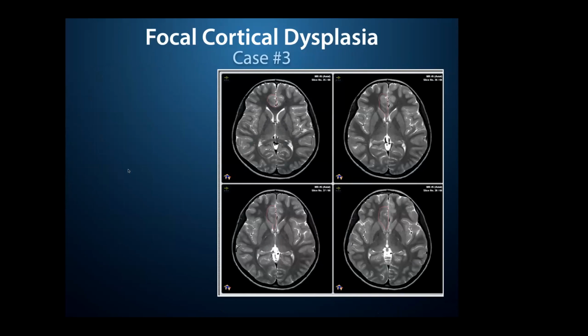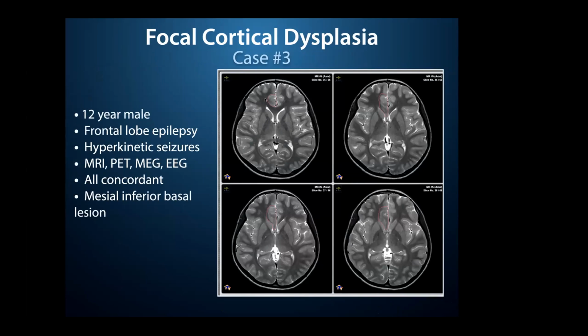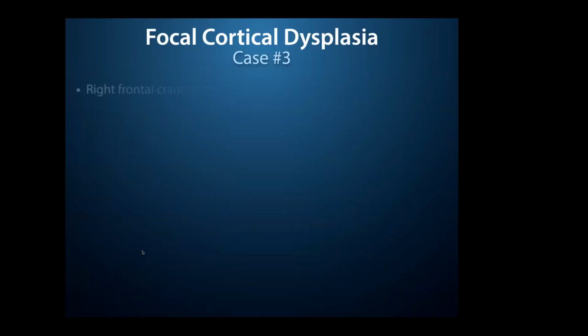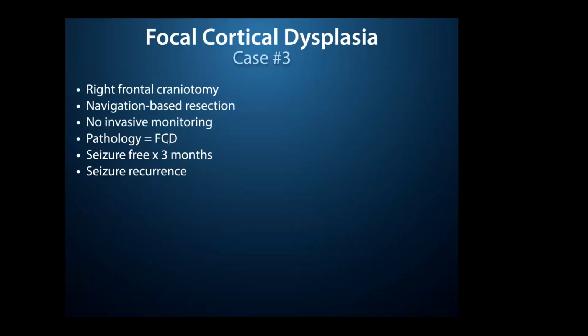And I mentioned that it's important to have a relationship with your vendor because they can troubleshoot for you as you're doing these cases. So let's look at this case, a 12-year-old, frontal lobe epilepsy. You can see the pink area here. Hyperkinetic seizures, everything was concordant, mesial inferior basal lesion as shown here. So we approached this open at first, and it was a navigation-based type of resection. And it showed itself to be focal cortical dysplasia.